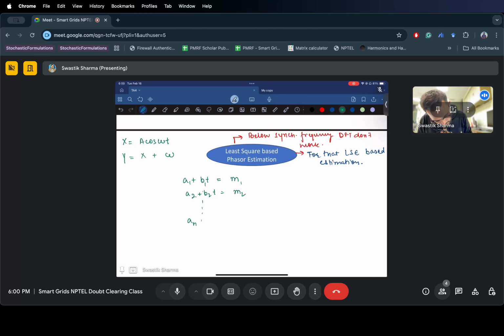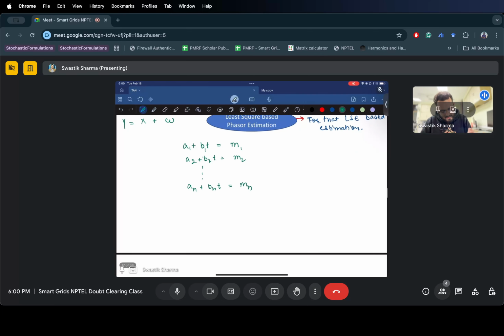Similarly, an plus pn t is equal to mn, right? So you know how your measurements are, and what you want to do is check how these measurements are different from your earlier value. Let's say you estimated something, your estimate is a cap. Your A's and B's don't change, your time is changing, my bad.